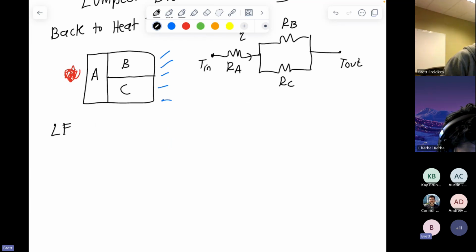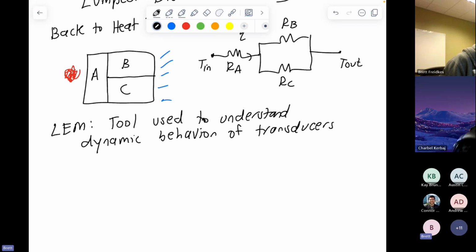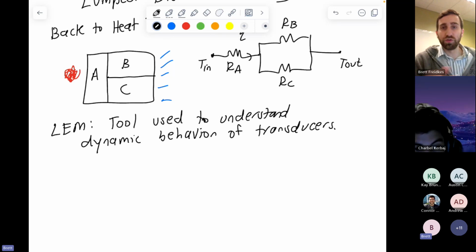So LEM, the general definition, is that it's a tool used to understand the dynamic behavior for this class of transducers. And if we know the dynamic behavior of transducers in some way, we can determine important performance metrics like sensitivity, noise floor, minimum detectable signal, bandwidth, things we've talked about the first few weeks of class. So in order to derive what those things are or trying to model them or estimate what they will be, you can use lumped element modeling.